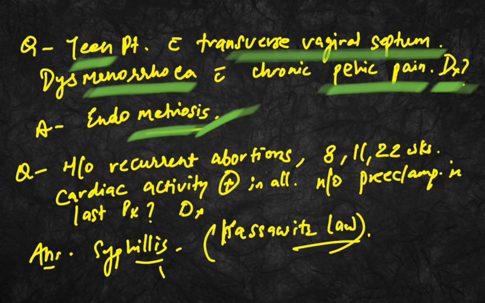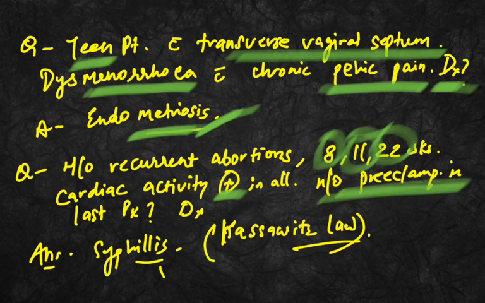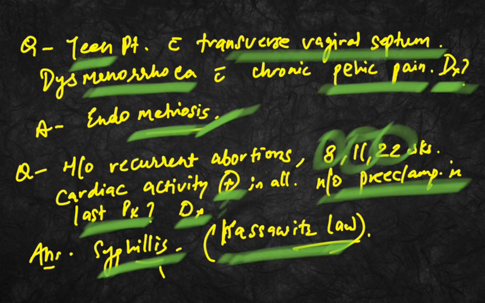Now, history of recurrent abortions at 8, 11, and 22 weeks, with cardiac activity present in all of them, and history of preeclampsia in the last pregnancy. The diagnosis can be antiphospholipid syndrome. And which law is seen in this question? This is very important. A new thing is asked, so keep it in mind.